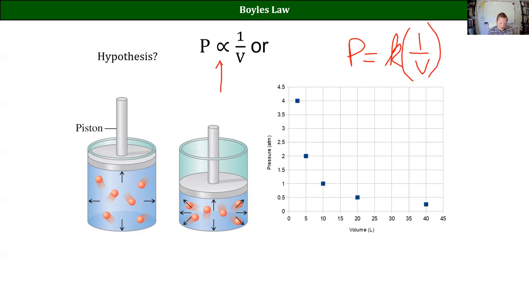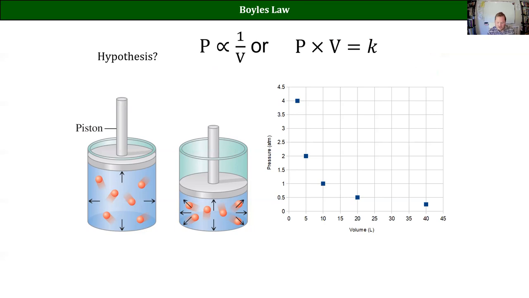Although the easier way of writing it generally is, since nobody likes fractions if we can avoid it, right? If we rearrange this, we can get pressure times volume equals a constant. For any closed system of gas at a constant temperature, pressure times the volume equals a constant.